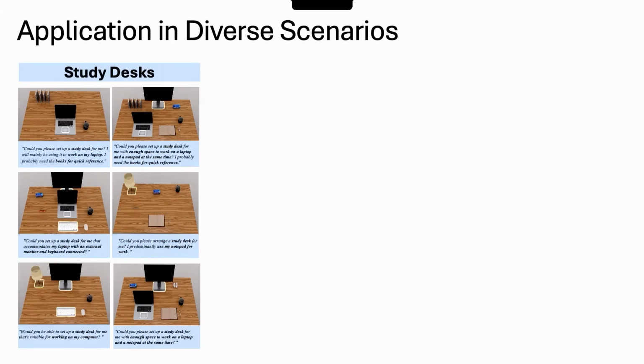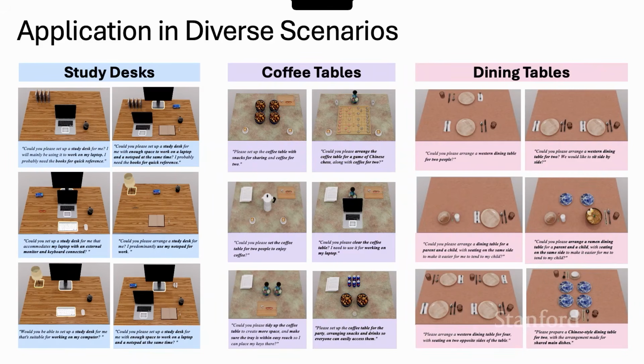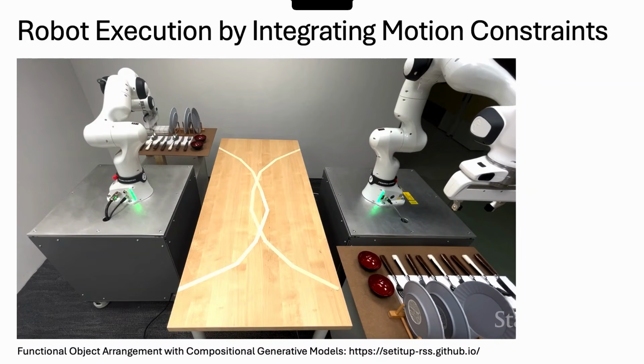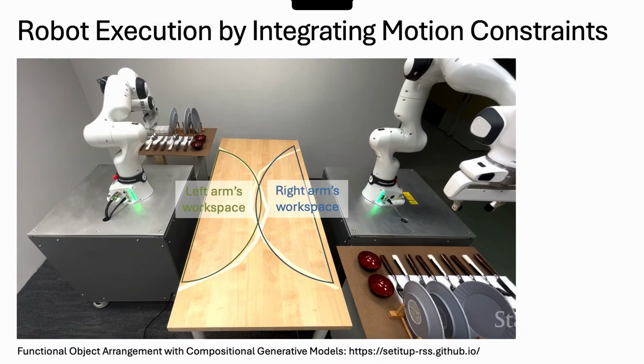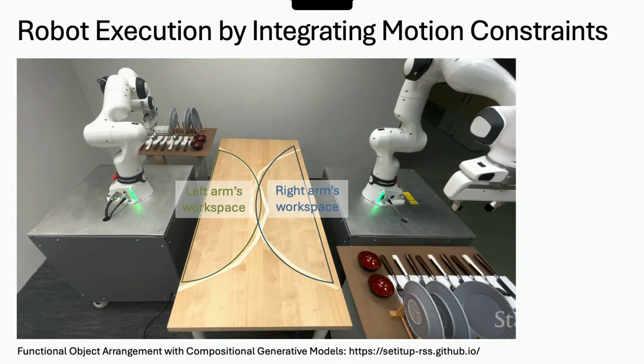And this approach could work in a lot of diverse scenarios, for example, for study desks, for coffee tables, for dining tables. And we also managed to do real robot execution by integrating additional motion constraints. So for example, in this case, we have two robot arms set up on both sides of the table, and each robot has its own workspace. So when you're planning, you also need to take into consideration the motion constraints of these robots. Like the left robot can only put objects on the left-hand side of the table.